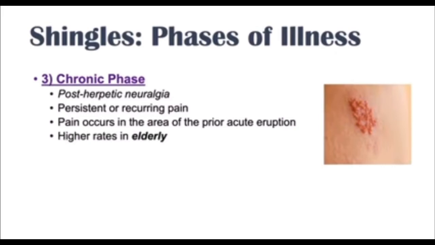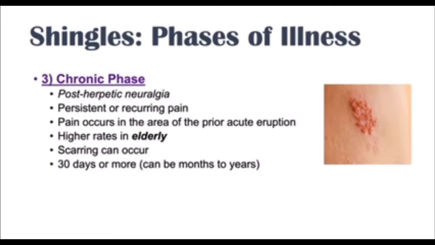There's higher rates of this post-herpetic neuralgia in the elderly population. And with the chronic phase, we can also see scarring from those erupted vesicles. This phase can last for a long time. It can last for 30 days or more, and it can even last for months to years.